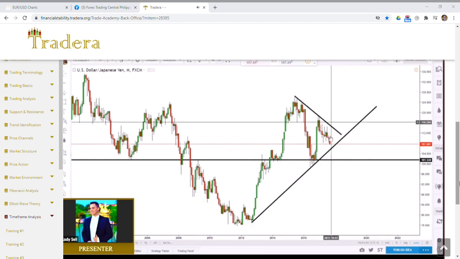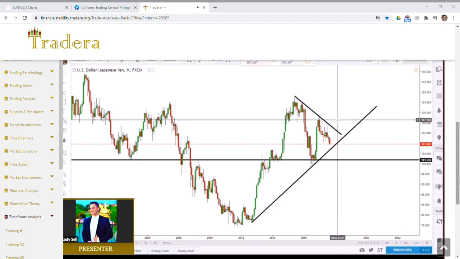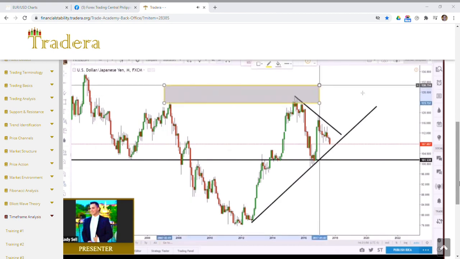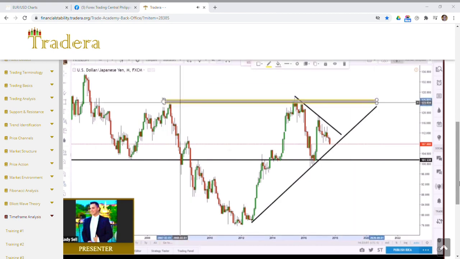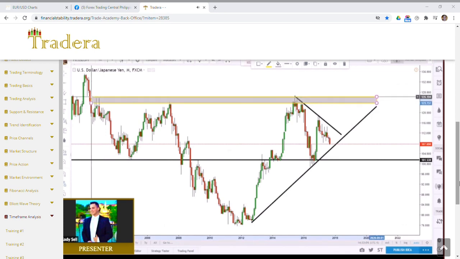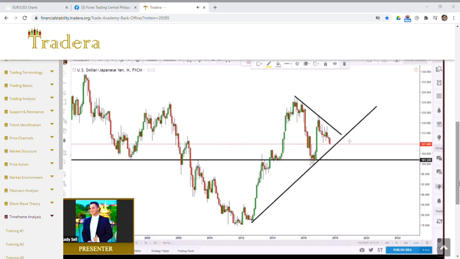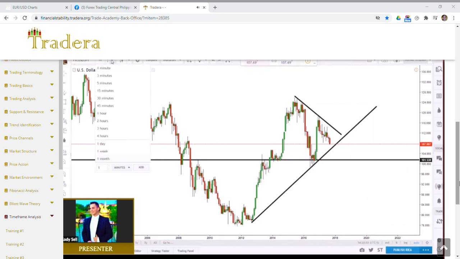Or likewise, we could see a break to the upside, a continuation of the trend, a retest, and then boom, we're buying back up to these highs up here where we've already seen a double, triple top formation. Okay, so that's what I'm looking at on the monthly here. Let's go ahead and go down to the weekly time frame.